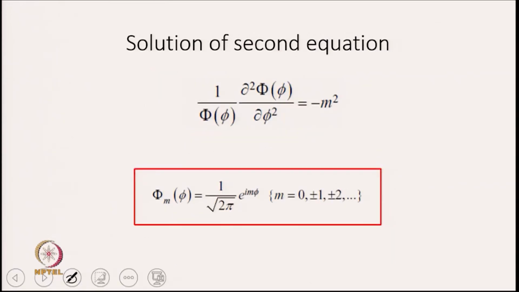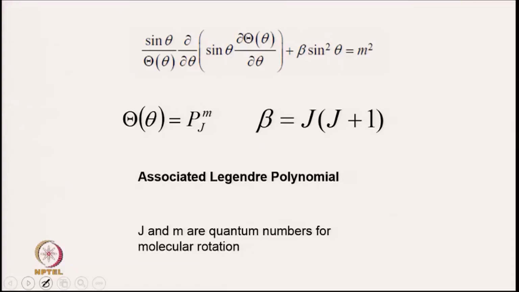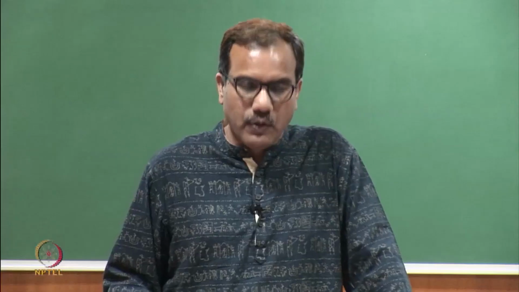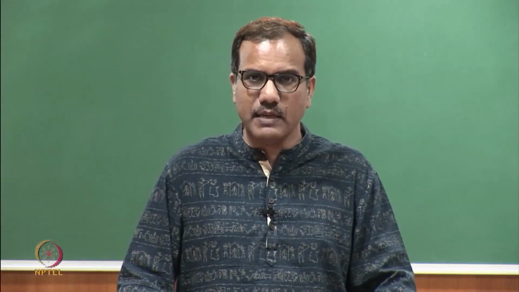The solution of the second equation, which we discussed last time, is 1 by root 2 pi exponential i m phi, and so you can see that one quantum number is required, called m, where m can take only integer values: m is equal to 0, plus minus 1, plus minus 2. The second wave function, which is a function of theta, can be obtained by solving this differential equation, and the solution is given by the associated Legendre polynomial. So now we have derived the phi part and the theta part of the wave function.